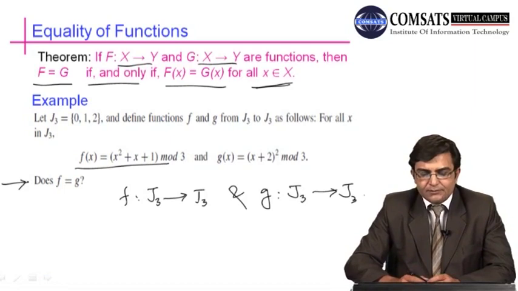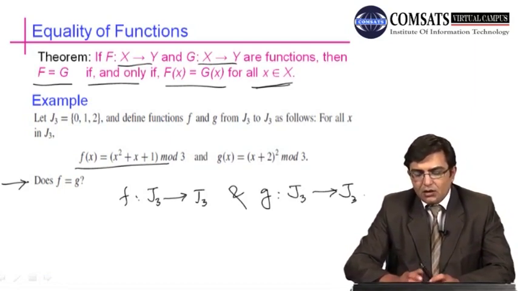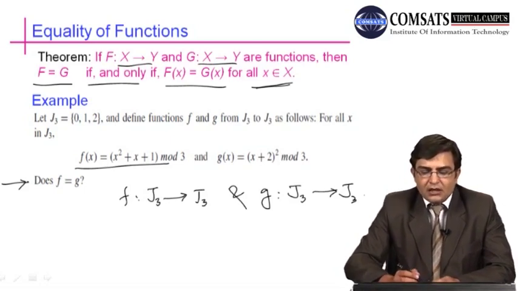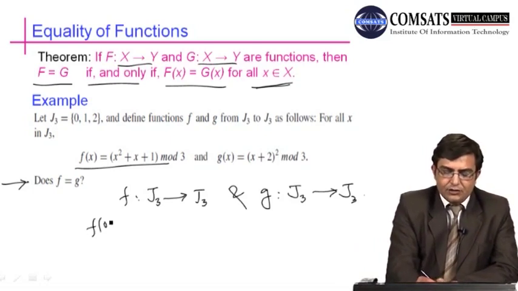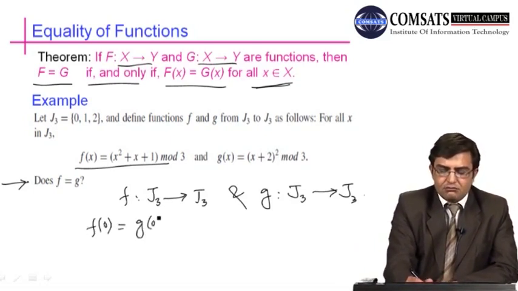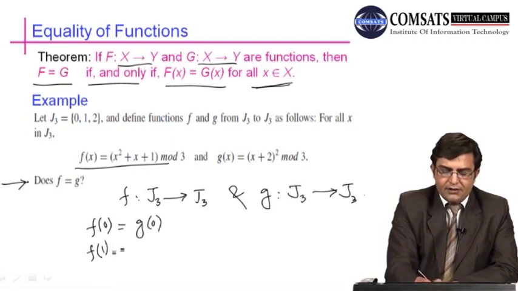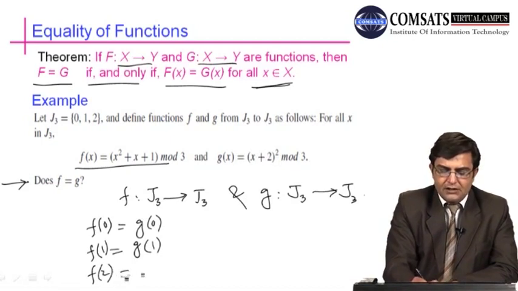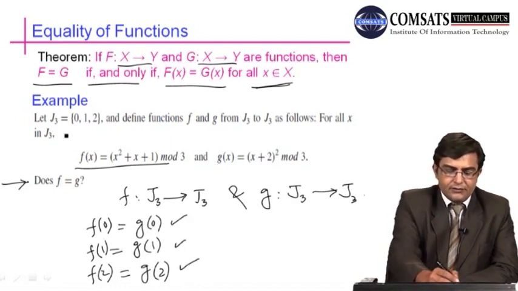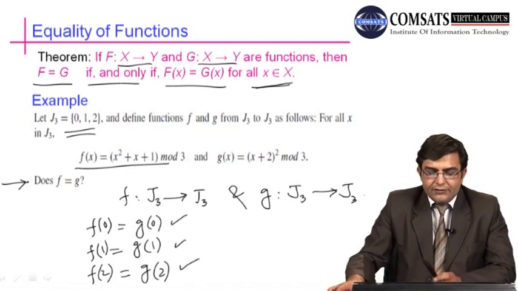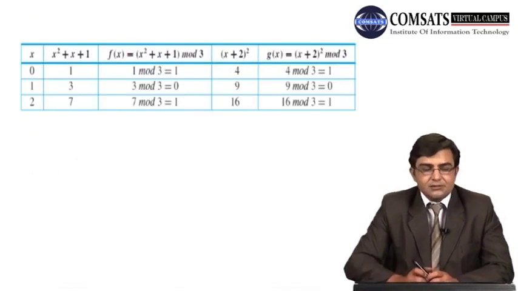Now we have to check whether the images f of x and g of x are all the same for J3 or not. That is, we have to check that f of 0 must be equal to g of 0, f of 1 must be equal to g of 1, and f of 2 must be equal to g of 2. So we have to check for all the elements of J3. First we have to calculate these functions.